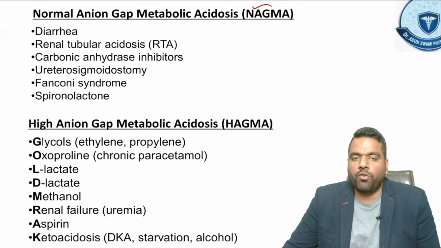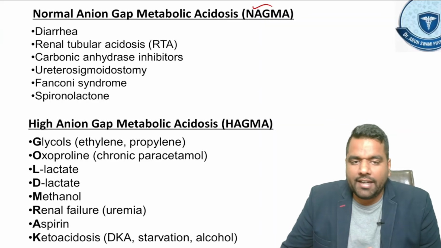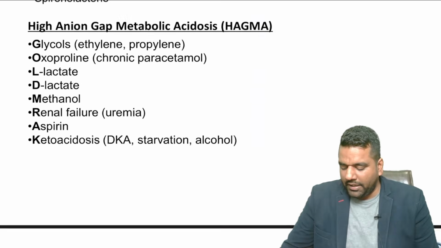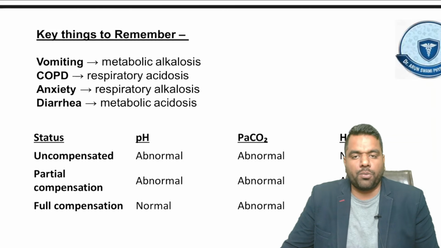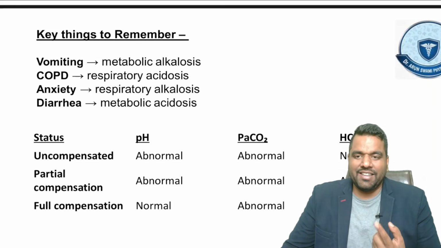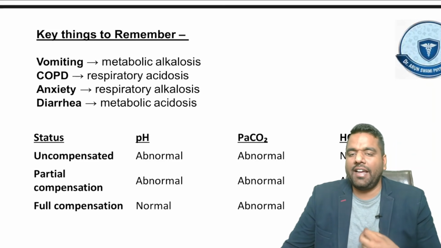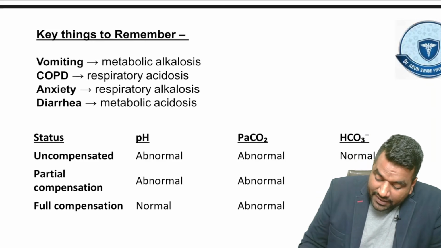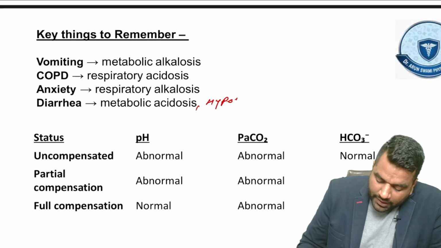Once again, the full form of HAGMA is high anion gap metabolic acidosis, and NAGMA is normal anion gap metabolic acidosis. The key things to remember: vomiting always leads to metabolic alkalosis. COPD always leads to respiratory acidosis. Anxiety can lead to respiratory alkalosis, and diarrhea can lead to metabolic acidosis. Also, it can lead to hypokalemia.